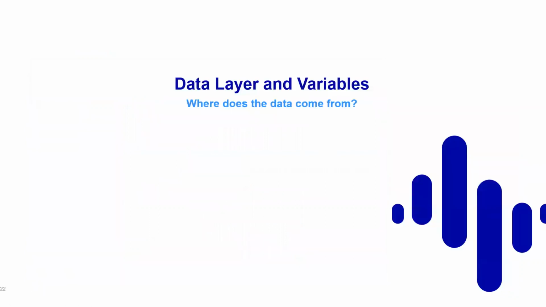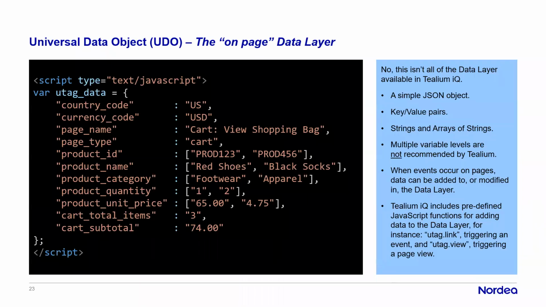Yeah. So the data layer and the variables. The UDO I showed you earlier was quite empty. This is an example from, I think, the Tealium learning community. Here you can see a nice example of the structure. So it is actually a JSON object, but it's a very flat one. I myself like to be able to have more than one level in a JSON object put into data layers. But in Tealium, it's very flat.